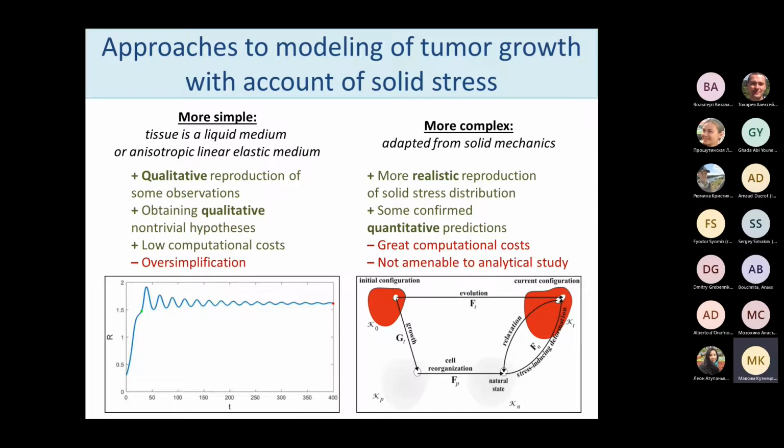Recently, more complex approaches have appeared, adapted from the area of solid mechanics. Such models can yield more realistic reproduction of tumor stress distribution within the tissue and can even provide quantitative predictions, some of which are consistent with experimental results. However, their solution is associated with much greater computational cost, and they are not amenable to analytic investigation like simpler approaches. It should be noted, however, that in general, modeling tumor growth with account of biomechanical properties is not a very popular area. One of the unexplored topics, to my knowledge, is the combined influence of both crucial growth-limiting factors on tumor growth, which are nutrient availability and mechanical stress. So my goal was to create a simple model amenable to analytic investigation and to study this problem.